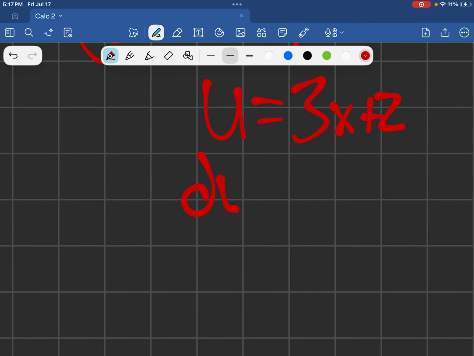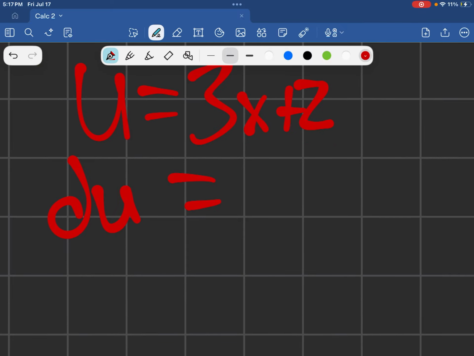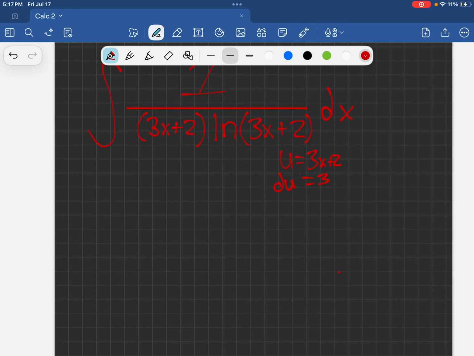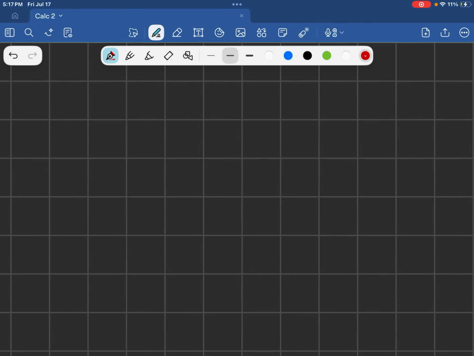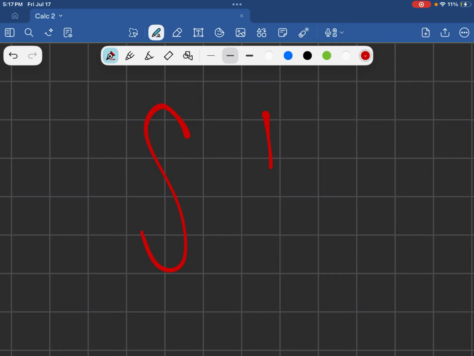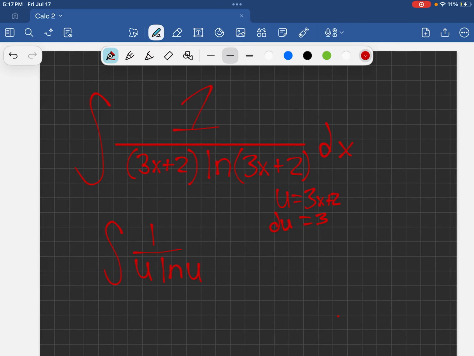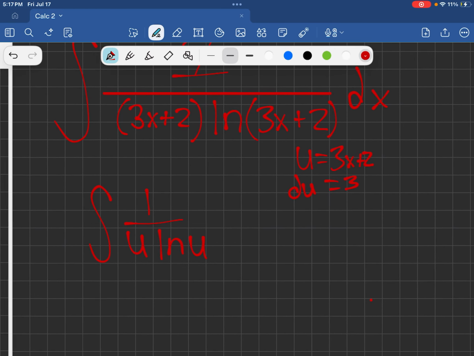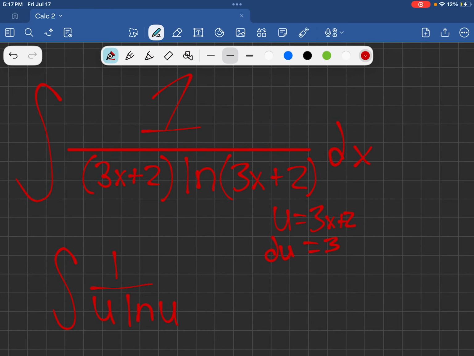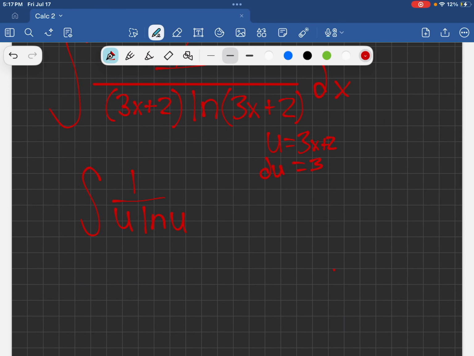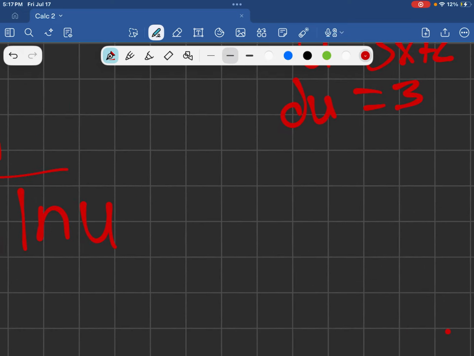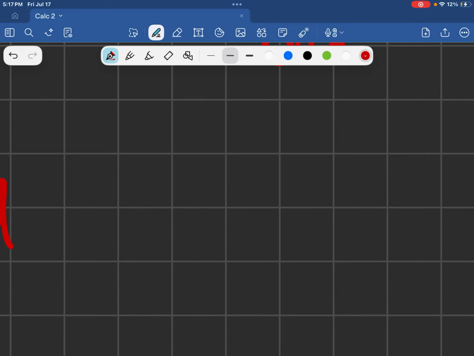Take the derivative, and that's just going to be 3. So now we put this in terms of u. So in terms of u, we have 1 over u ln of u. Well, we can't really do much with this. What do we do from here? So in this case, you're going to have to do substitution again. So this is an example of a double substitution here. So we'll now use a new variable. It doesn't really matter what you use. I'm just going to use v.